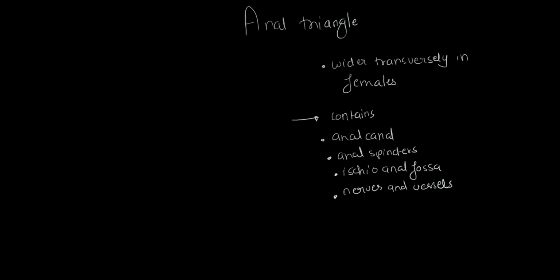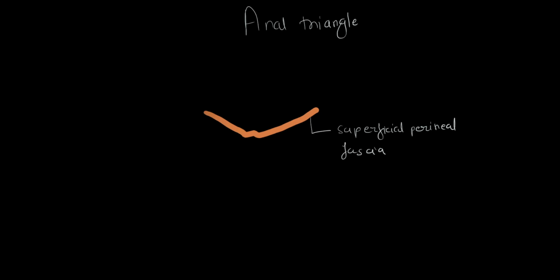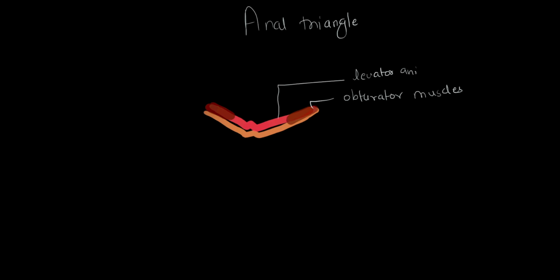If you look at it pictorially, you can see that right there is the superficial perineal fascia. The superficial perineal fascia is continuous with the subcutaneous fascia. That means it's really close to the skin and is the outermost part of the anal triangle. Then, if we go deeper, we can find the muscles. We have the levator ani and the obturator muscles that are found lateral to the levator ani.